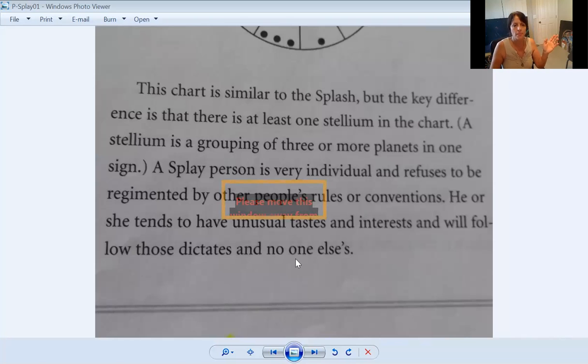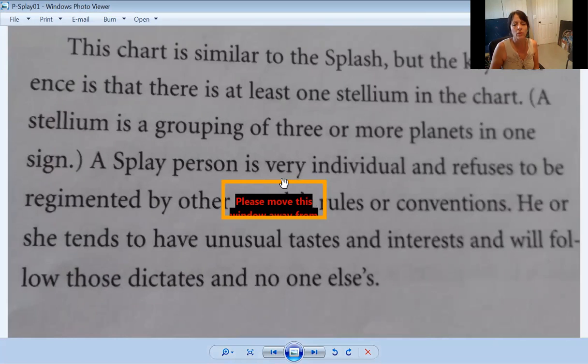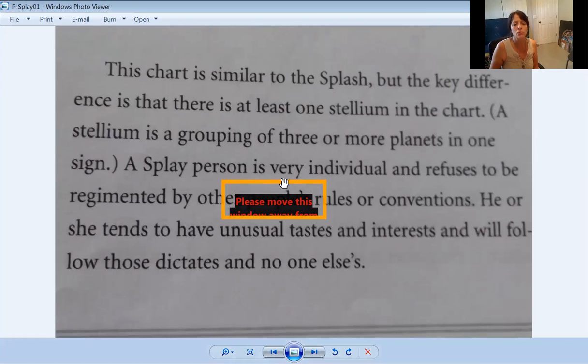Okay, so this one is still display. The key difference, we're going to go to the splash in a minute. We already said there's one stellium, which is like conjunction. The display person is very individual and refuses to be regimented by others' rules or conventions. He or she will tend to have unusual tastes and interests and will follow those dictates and no one else's.